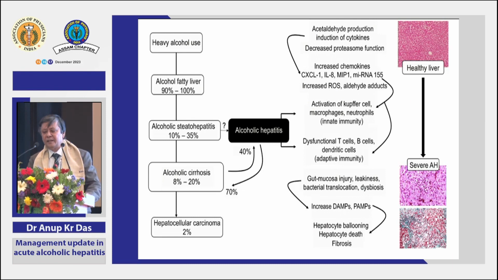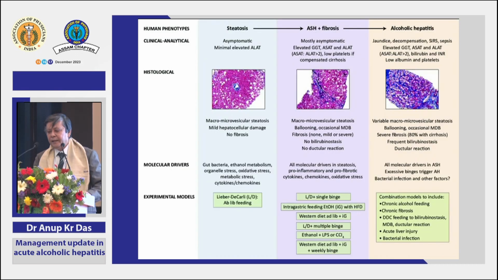On the right-hand side, the histological appearance, they appear in different stages of alcoholic liver disease. And the middle portion is not for us, it's only for the postgraduates. And this is also for the postgraduates.